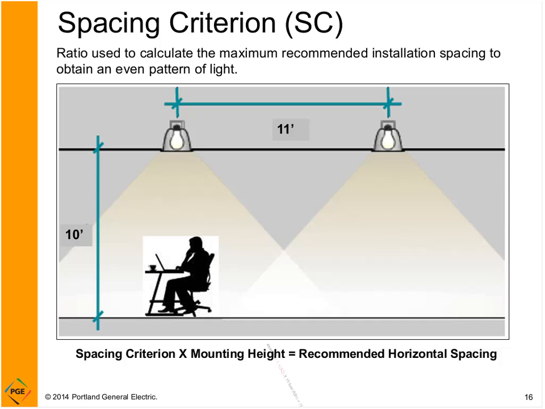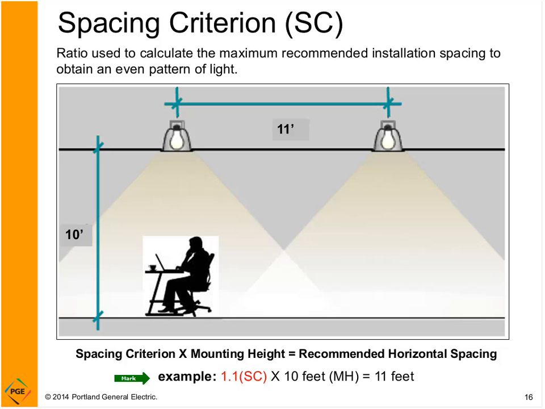So in this example down here, you get this number on the fixture specification sheet. So you go look at a fixture, and if they have a good specification sheet, they're going to include the spacing criterion number. So in this example, the spacing criterion is 1.1. So we multiply this times the ceiling height, which is 10 feet, and that's how we get 11 feet. That these particular fixtures should be no more than 11 feet apart to maintain that even illumination.